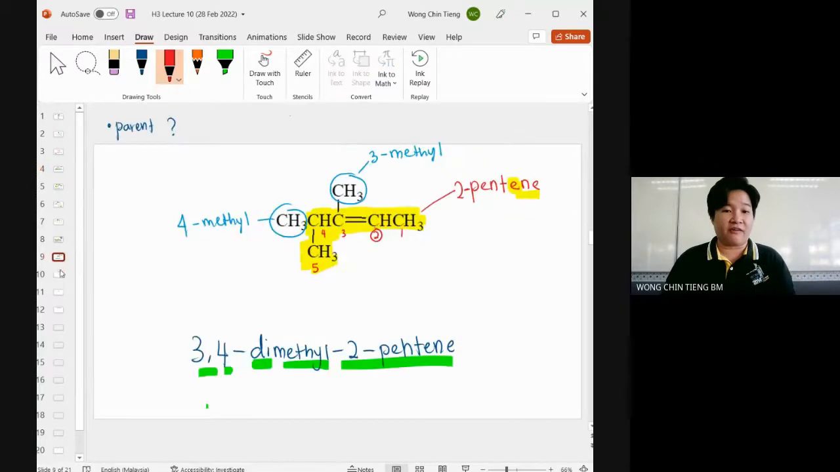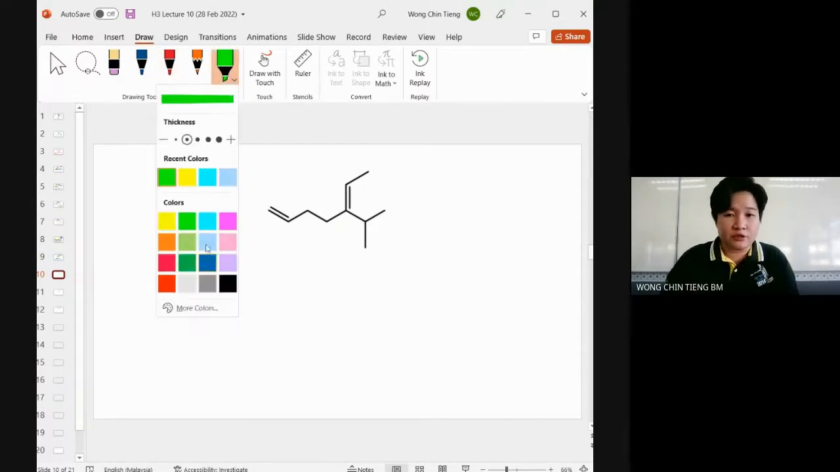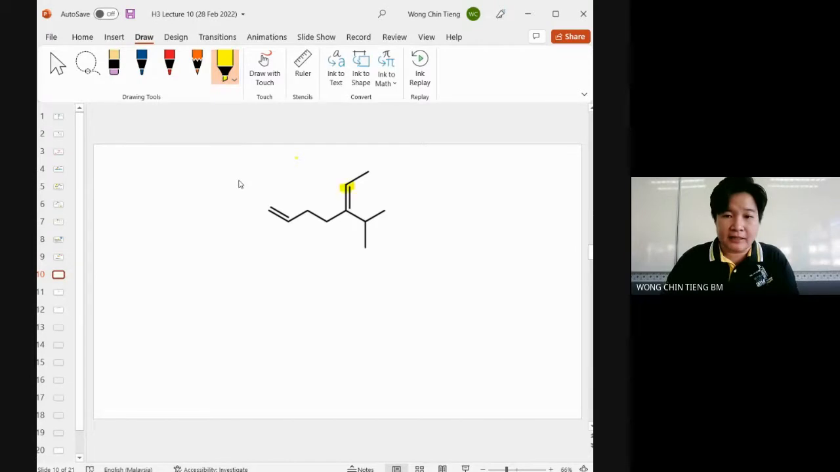Okay. And then next, kita ada another structure. Kita ada dua double bond. Sama juga, kita akan highlight the double bond first. Okay. So moving from the double bond, kita bergerak dari kiri. Kita kena combine dua double bond yang wujud tu. Sebab dua-dua double bond kena duduk dalam parent.